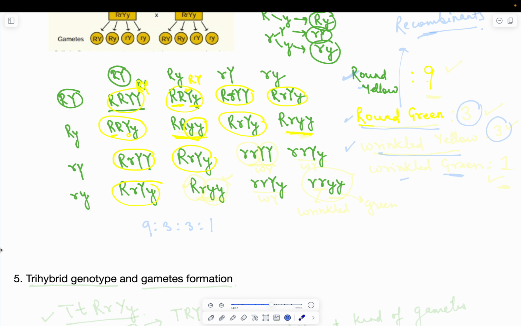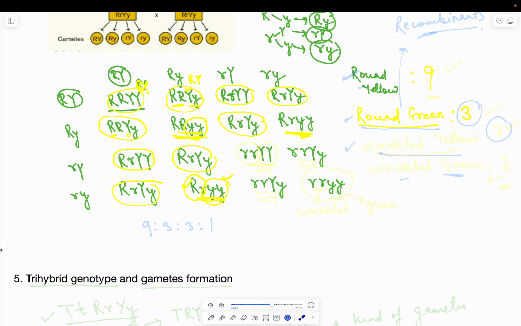So how many round green? We'll find it out. So this was one round green. Then this is also round green. Yes, this is also round green. Why is it round green? It has a dominant allele for the shape, but it has no dominant allele for the color. So there are 3 round green individuals, right?